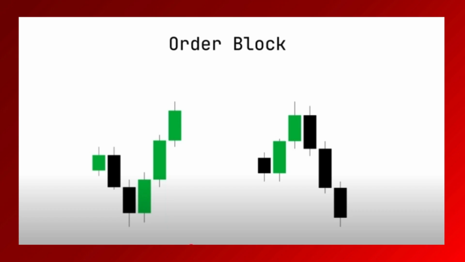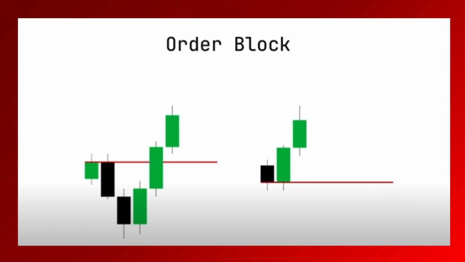Key components explained. 1. Order blocks, OB. What they are: zones where institutions have placed large buy, sell orders that weren't completely filled, creating imbalances in the market. How to identify: look for the last bullish candle before a strong bearish move, bullish OB. Look for the last bearish candle before a strong bullish move, bearish OB. These represent areas where smart money has unfinished business.